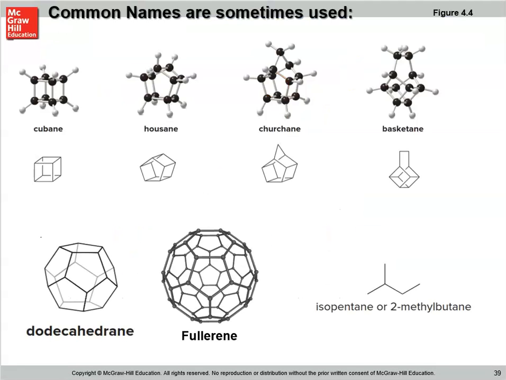In some alkanes or cycloalkanes, common names are used. So here's an interesting structure: cubane, housane, churchane, basketane, dodecahedrane, fullerene. You may have heard of buckyball. These are all different types of common names that are sometimes used for these different compounds.